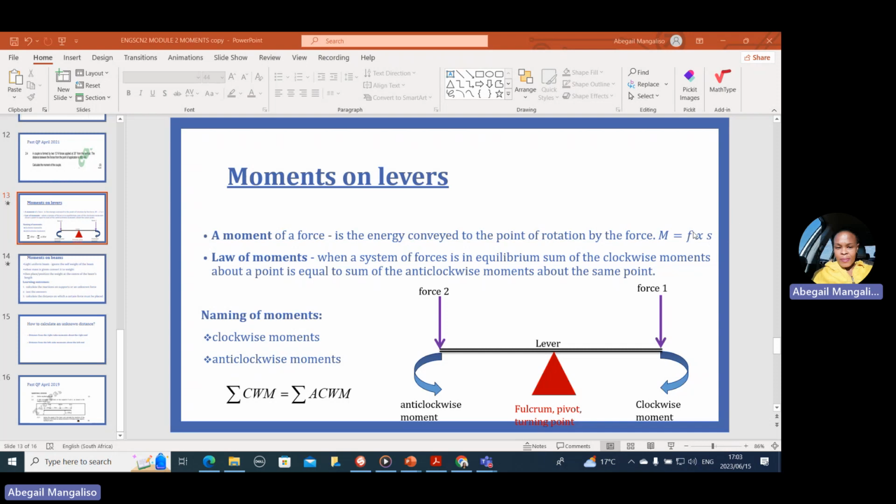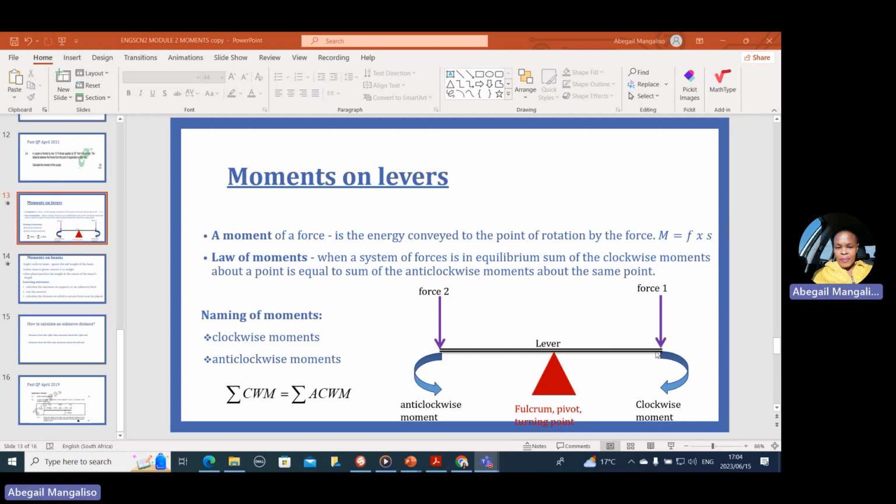So when distance is not given in meters, you convert it to meters. And the force must be in Newton. Maybe if it's given in kilograms, you multiply by 9.8 to change it to Newton. Now, a moment, this turning effect, is also defined as the turning effect of a force about a point. A force can have a clockwise effect or an anti-clockwise effect about a point.